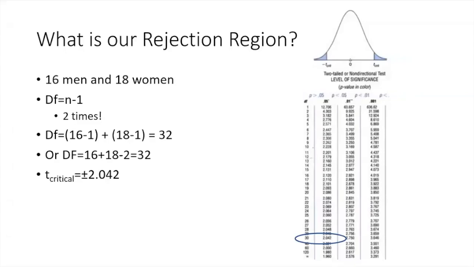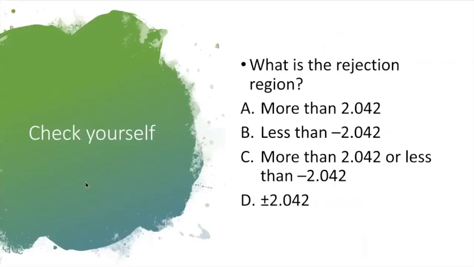Okay, I repaired that. My eyes are getting old. I had seen 2.52, but this is a 2.042. So our T critical is 2.042. So now let's ask what the rejection region is.